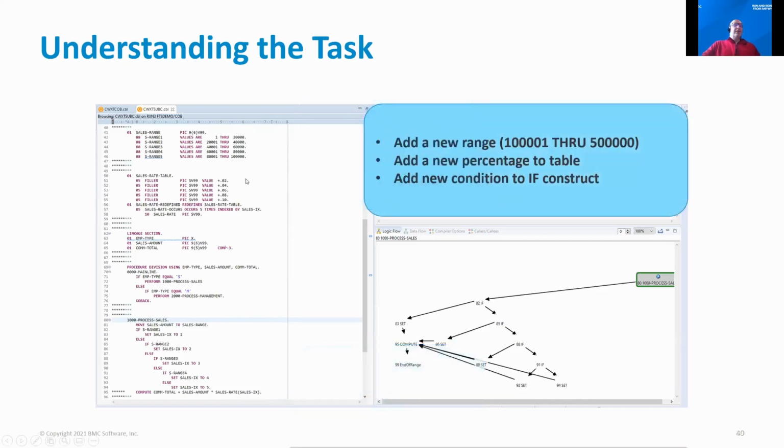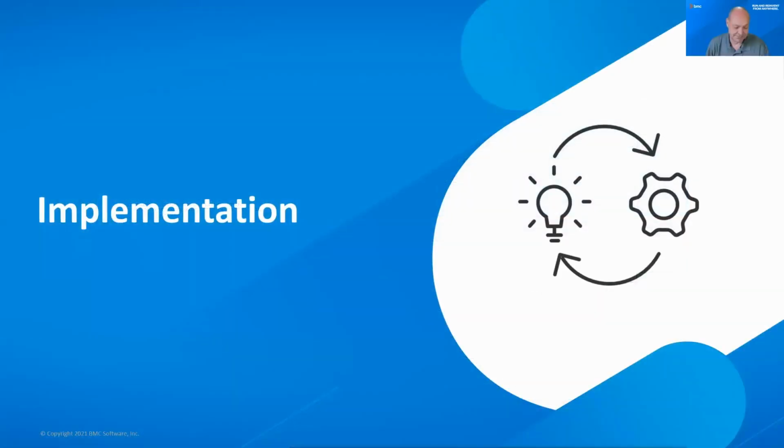And the solution seems to be very straightforward and very simple in this case. I need to add an additional range based on the requirement, between 100,000 and 500,000. I add a new percentage to my percentage values table, and then obviously I need to take care of the calculation down here and the logic in the calculation. So now you know what to do. How do you go about applying that change?